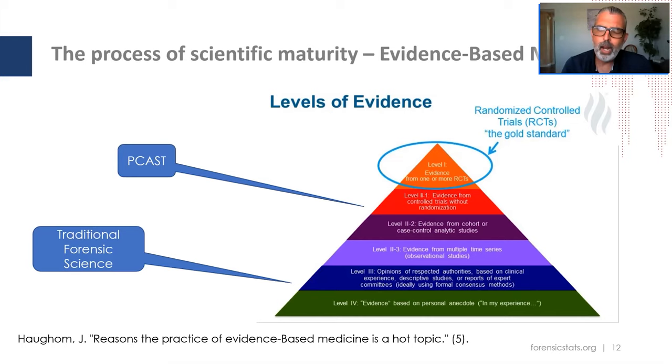And I think if we're honest, and I think the NAS report would agree and the PCAST report, much of traditional forensic science, our evidence, our justification, our warrants for the claims that we make are hiding down here in level three and level four. The PCAST report came along and said, no, needs to be higher. Needs to be like at that level 2-1 or level 2-2. You've got to have evidence from controlled trials.